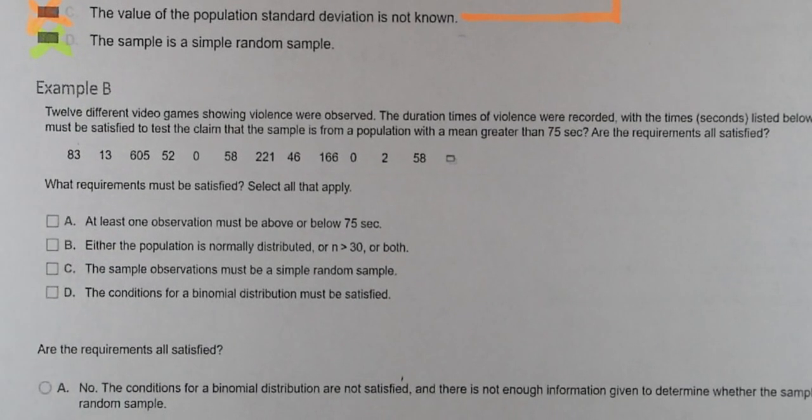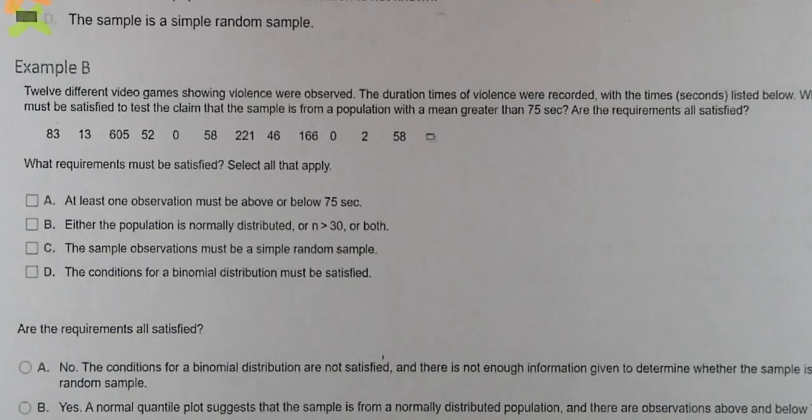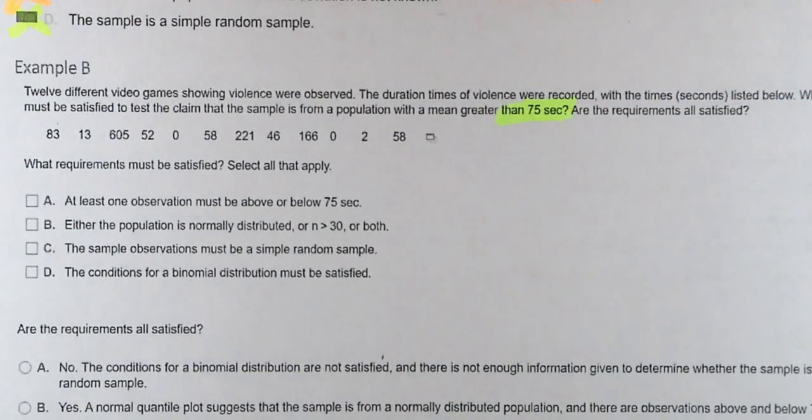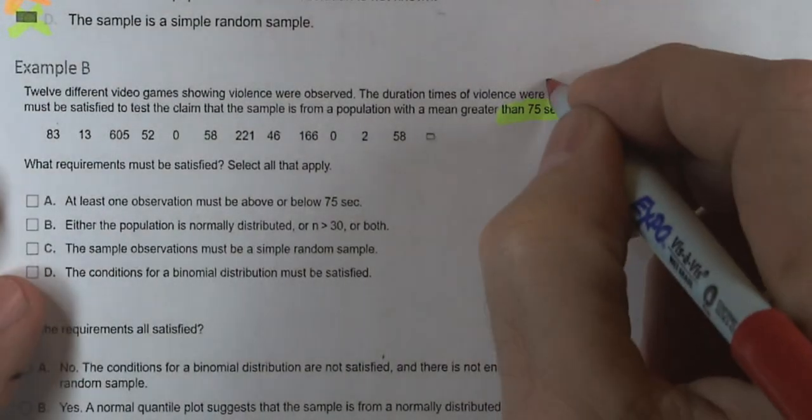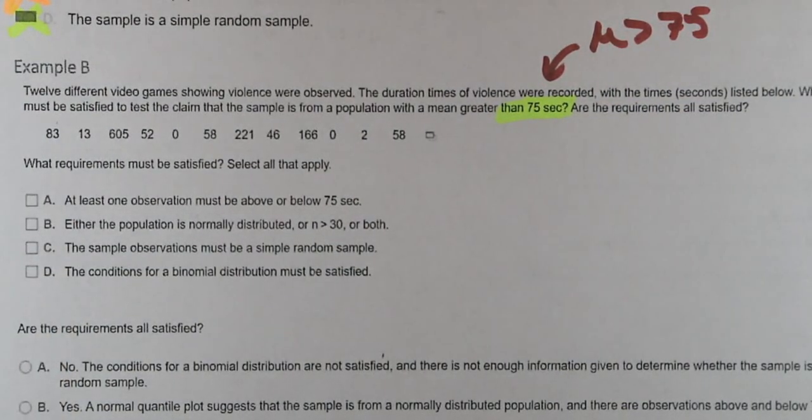12 different video games showing violence were observed. The duration times of violence were recorded with times in seconds listed below. What measurements must be satisfied to test the claim that the sample is from a population with a mean greater than 75 seconds? So what you're doing here is testing this claim that mu is greater than 75. But what assumptions have to be made? Check all that apply.